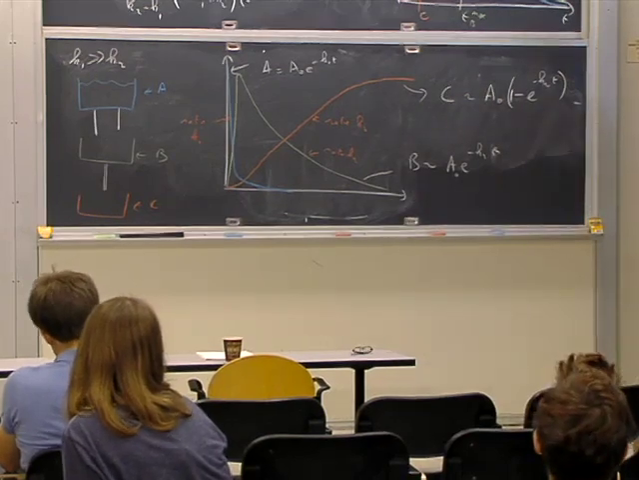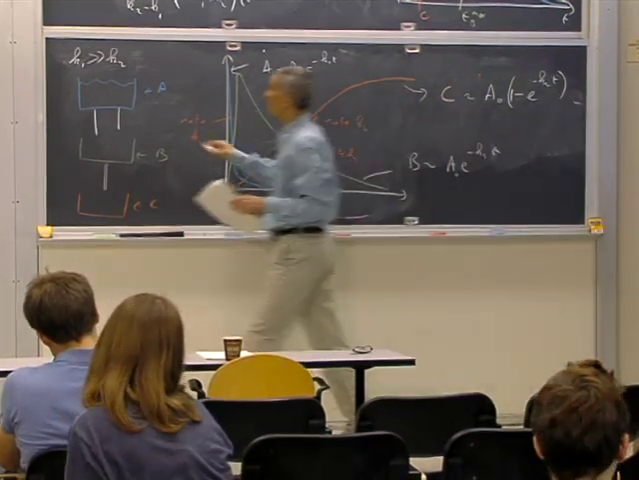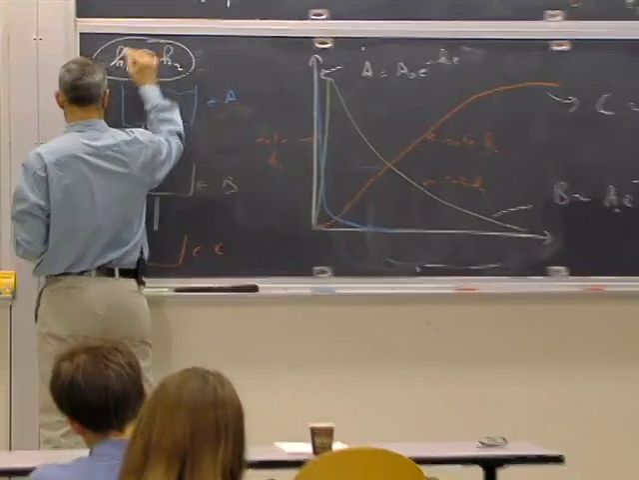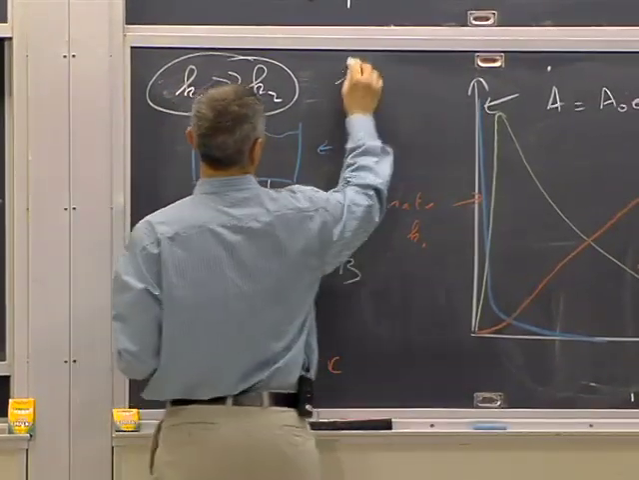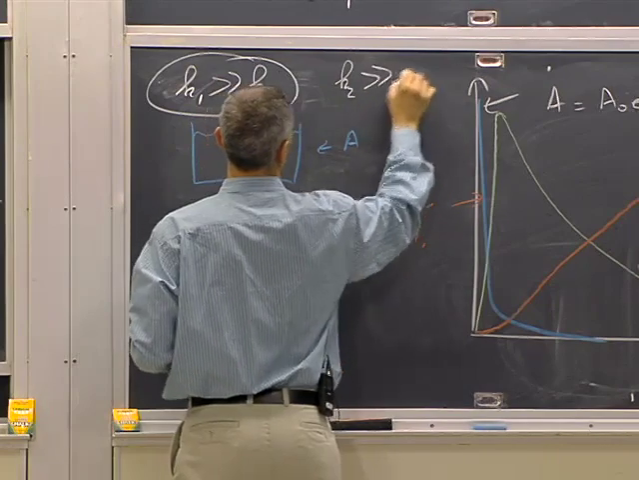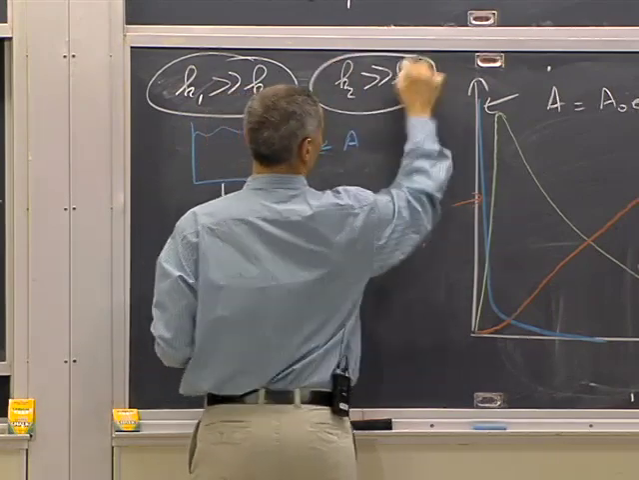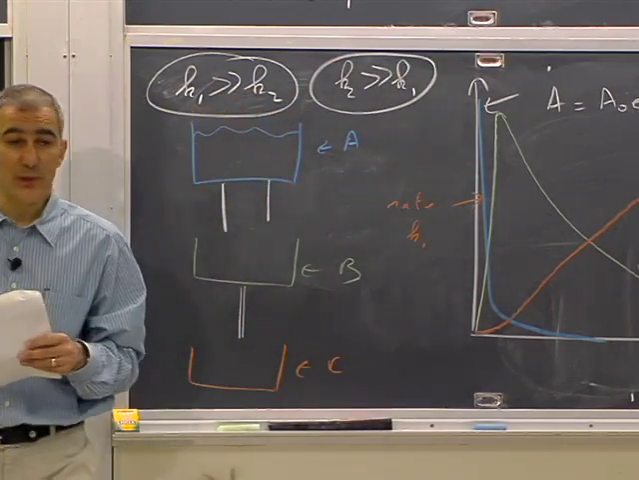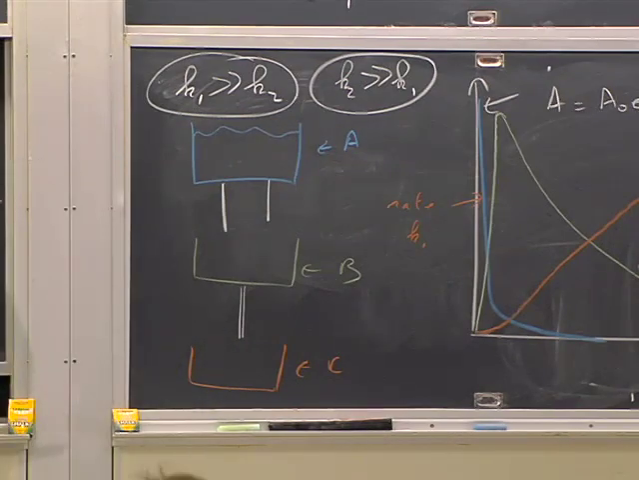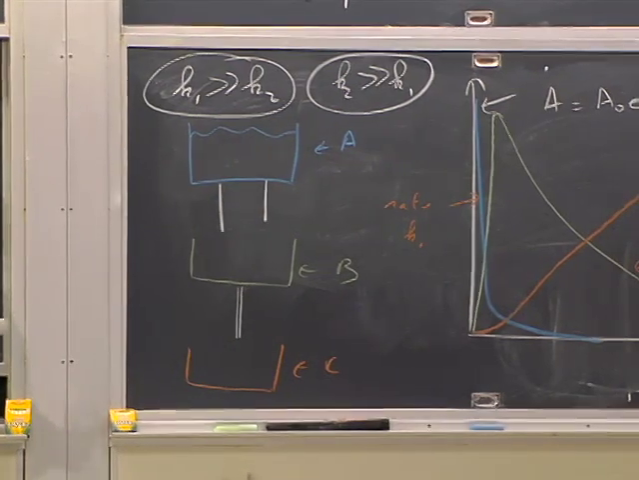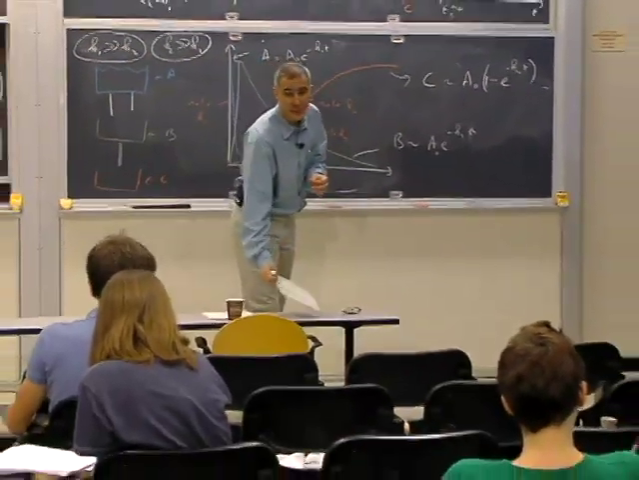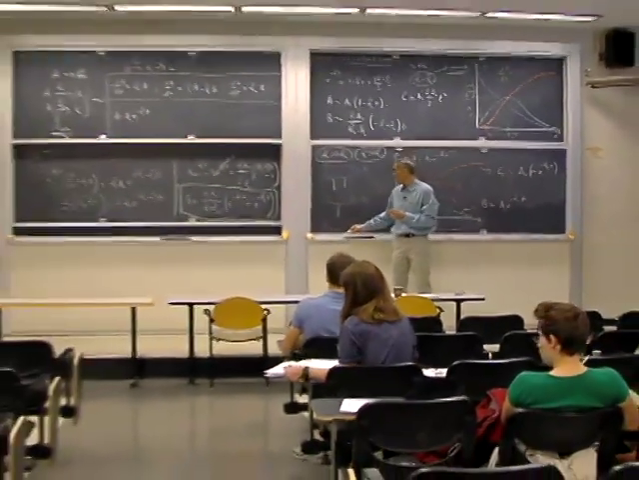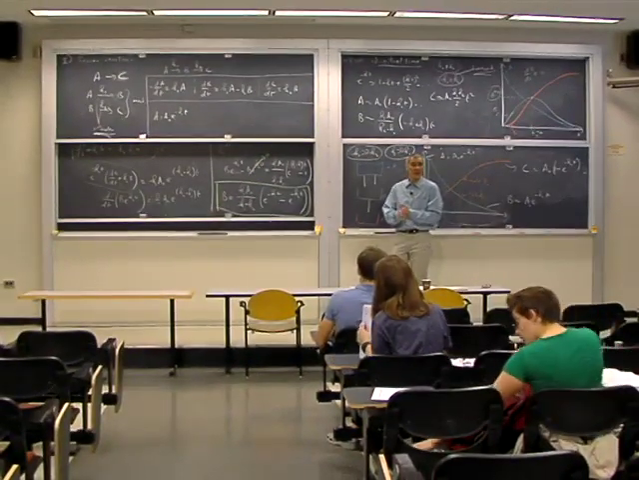So the other limiting case, which I'm also going to leave as homework because it's so straightforward, is to have k2 greater than k1. And you should make sure that you can predict it and that the math works out. Okay, any questions? Next time we'll do reversible reactions and more approximations.